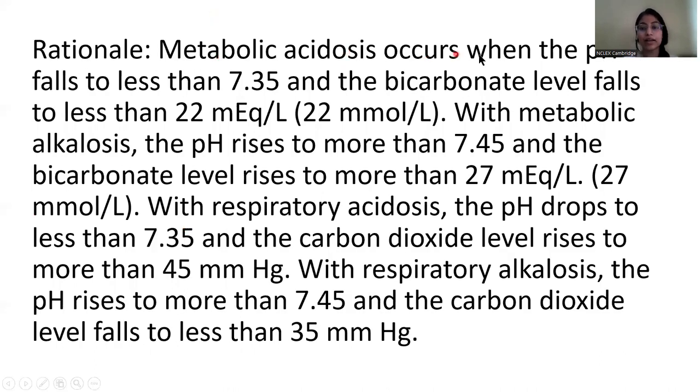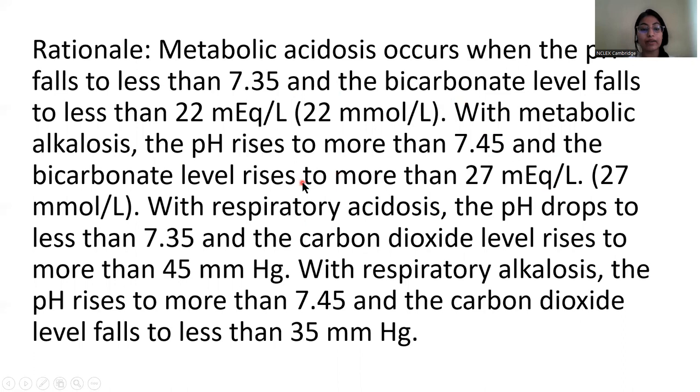Metabolic acidosis occurs when the pH falls to less than 7.35 and the bicarbonate level falls to less than 22 milliequivalent per liter. With metabolic alkalosis, now we will see what is metabolic alkalosis. pH will rise, okay? So pH will be more than 7.45 and bicarbonate level rises to more than 27 milliequivalent per liter. So if pH rises, bicarbonate level also rises, okay?